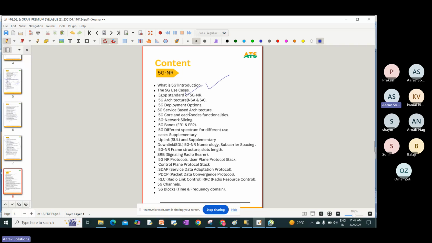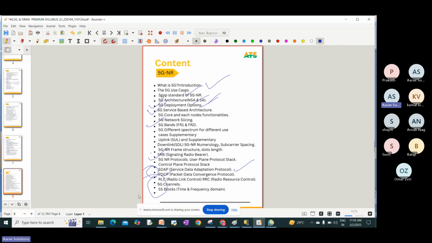like what is the use case of 5G, what is the architecture we have for NSA and SA deployment, and the different options we have for NSA and SA. All these things we will try to understand. Then architecture, different bands we have, FR1, FR2. Then in protocols we also have one new protocol, SDAP, that is new in 5G, so that we will discuss.